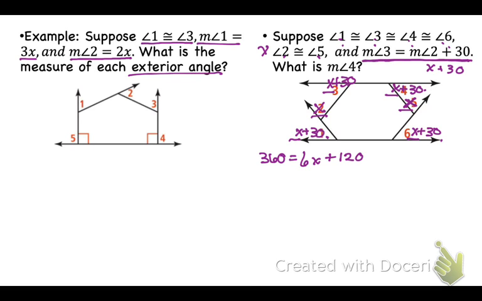Now we just solve it, right? Subtract 120. 240. Oh, this is easy division. That's hard. 6 goes into 24 how many times? 4. So it's 40. So now what is 5 and 2 and 5? 40. Because 2 and 5 is x, right?